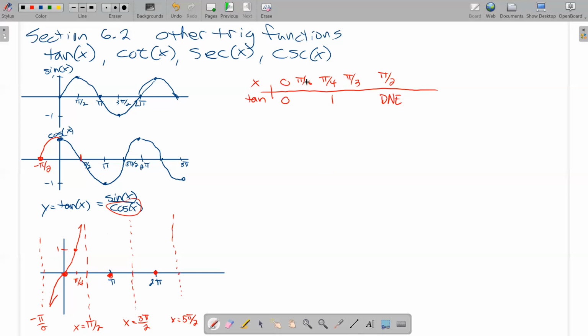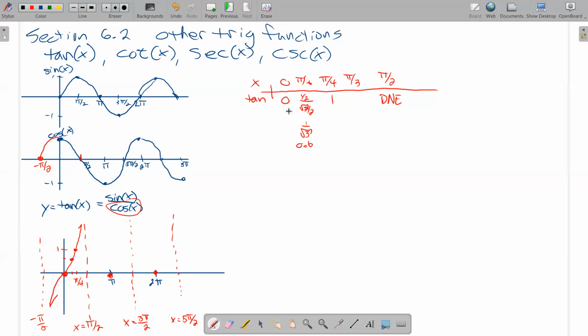If we check pi over 6, the sine of pi over 6 is 1/2. The cosine at pi over 6 is square root of 3 over 2. Hopefully you have that committed to memory. The halves divide out, which gives me 1 over the square root of 3. And 1 over the square root of 3 is about 0.6-ish. So pi over 6 is around here-ish. 0.6 is about there. Yeah, so I'm not too bad there.